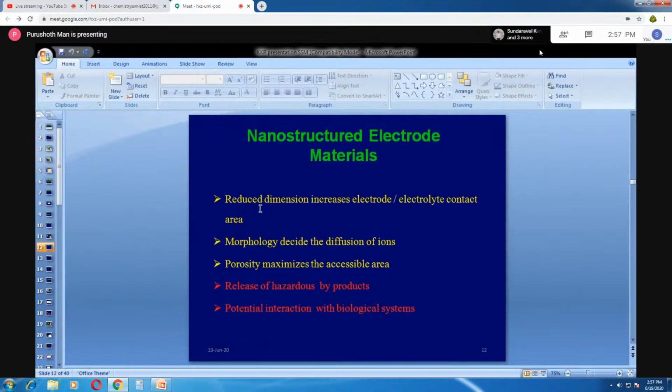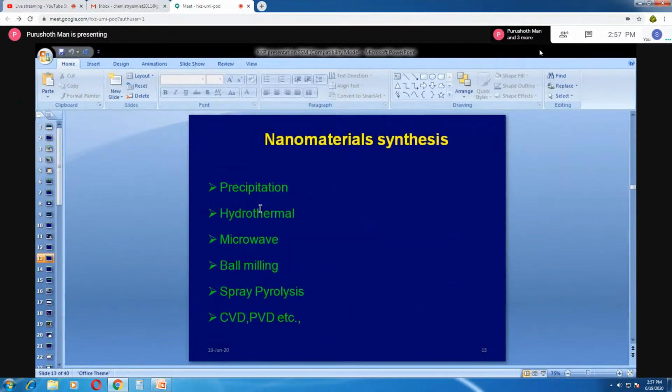But what is the problem with this nanostructured material? That is the release of hazardous byproducts while you are preparing the nanomaterial. In the same way, nanomaterials can easily interact with our biological system. So this is the major drawback with these nanostructured materials.